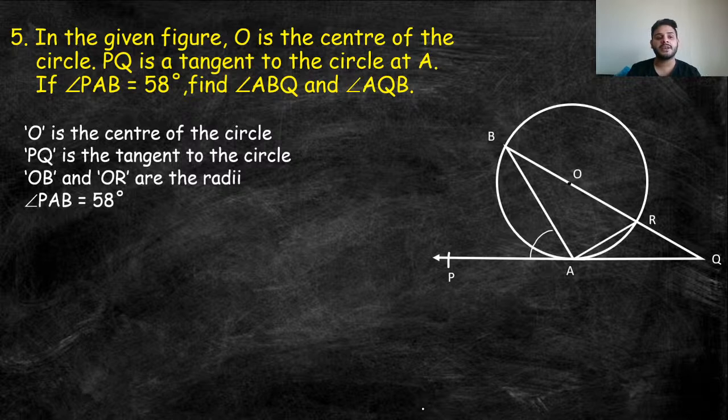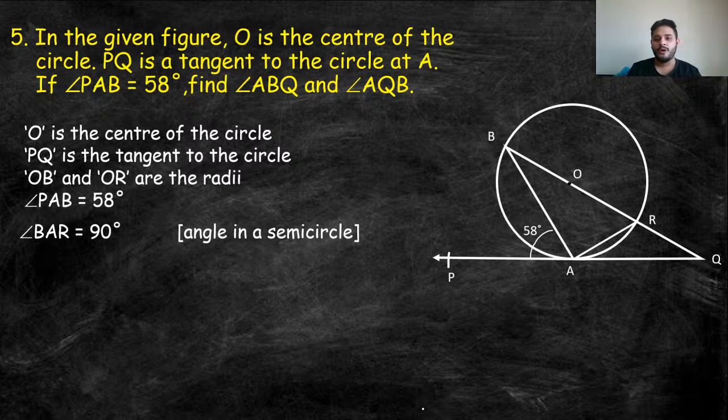O is the center of the circle, PQ is the tangent, OB and OR are the radii. Why radii? Because there are two radius, so the plural form of radius is radii. And angle PAB is equal to 58 degrees. Now, angle in a semicircle. BR is the diameter, so angle BAR will be 90 degrees.